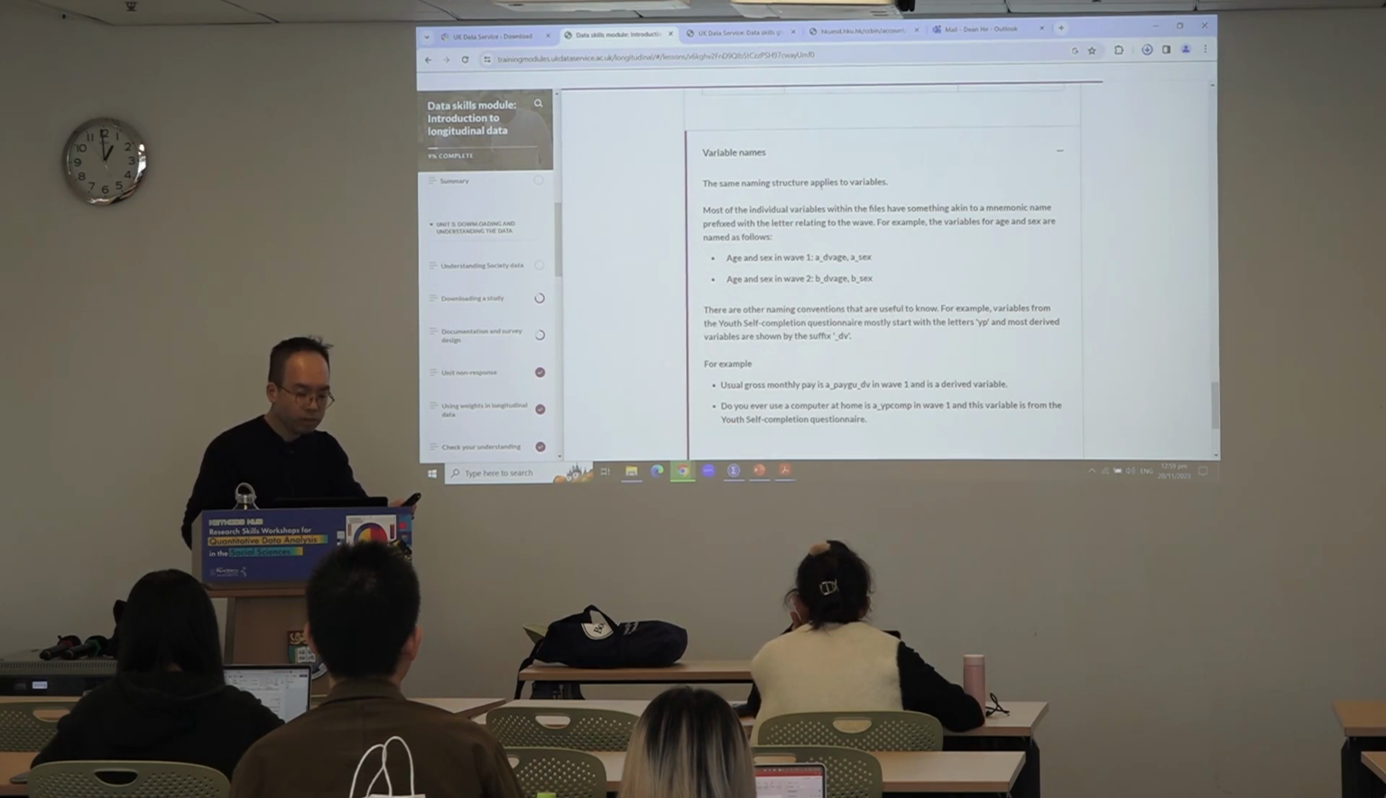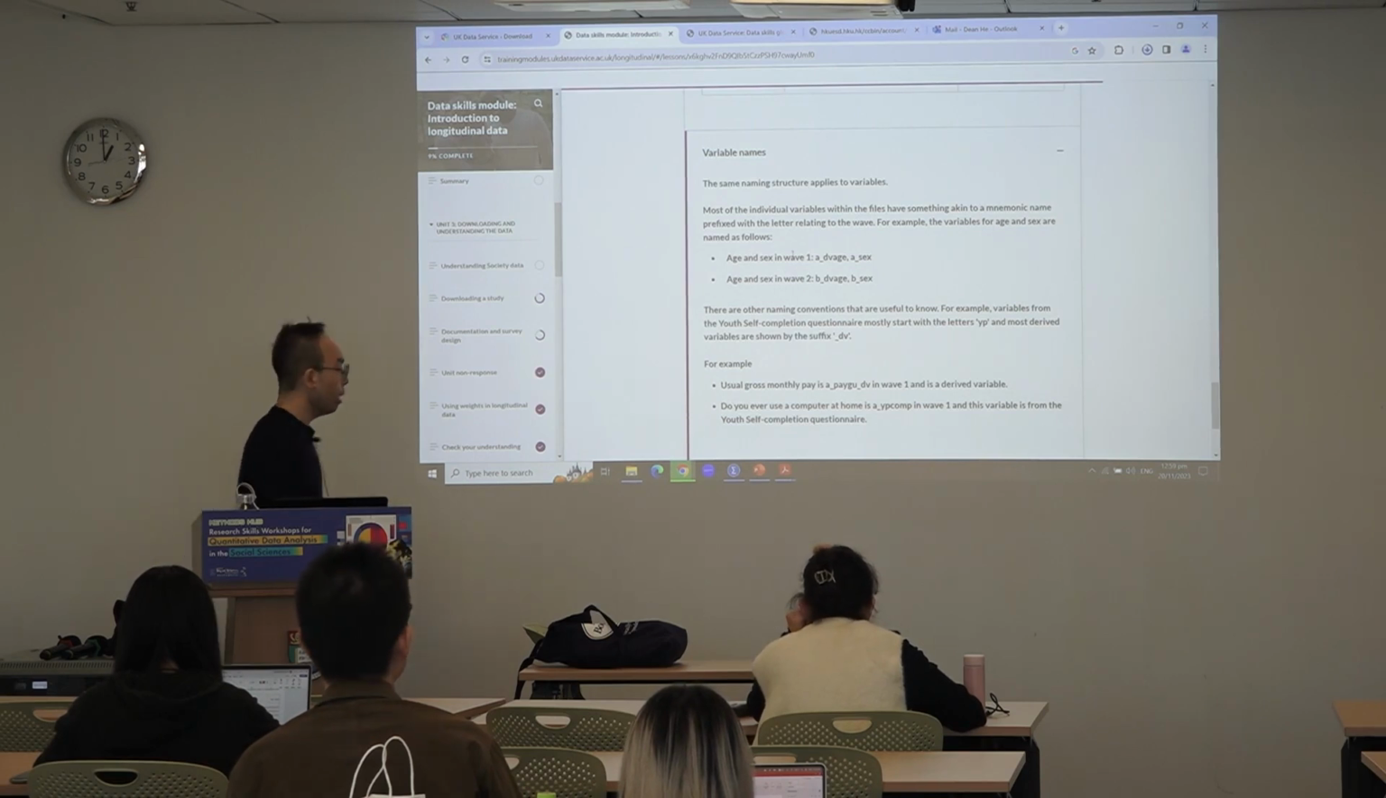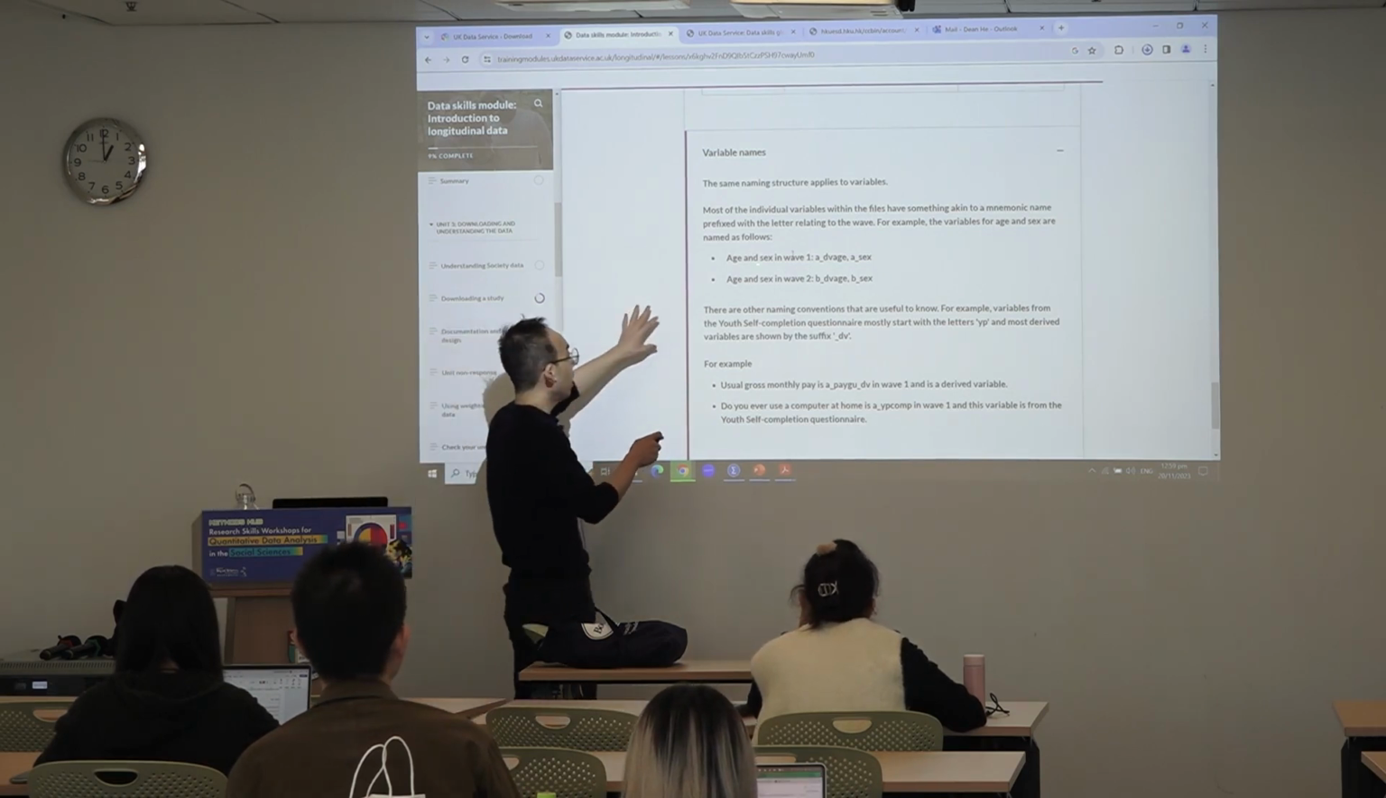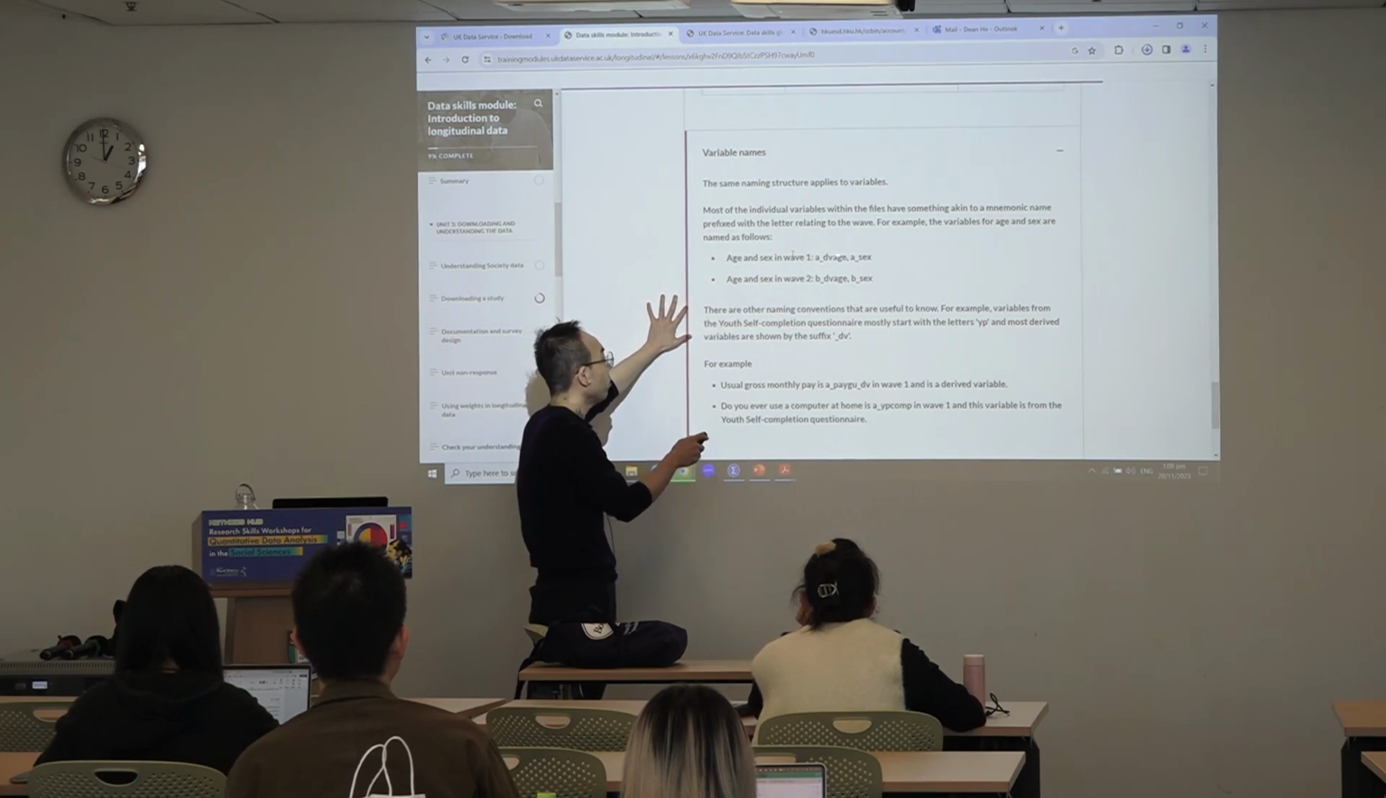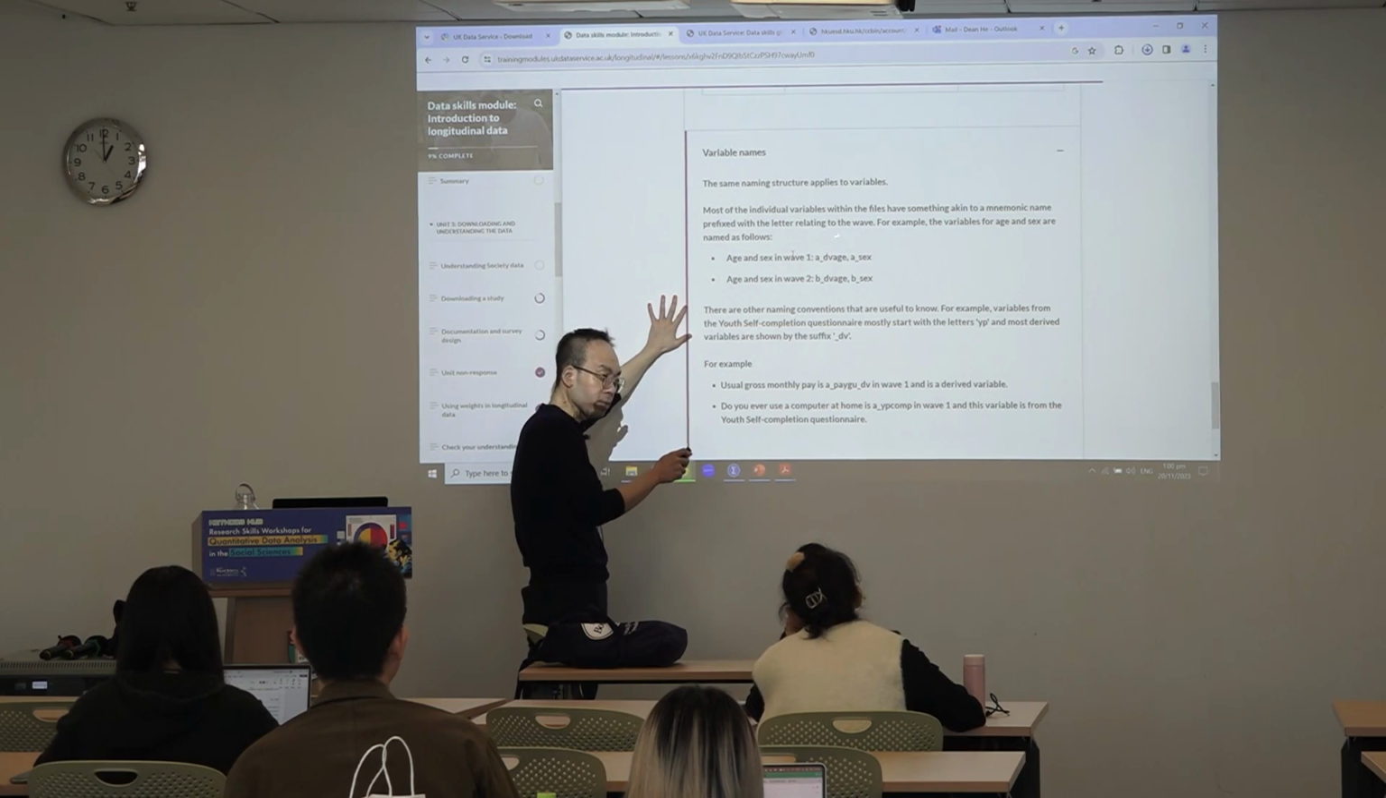The same naming structure applies to variables. Most of the individual variables within the file have something akin to a mnemonic name prefixed with the letter relating to the wave. For example, the variables for age and sex are named as below in different waves. If you're looking at age and sex in wave 1, that starts with the age underscore. This is, again, essential data management because it helps you streamline your data regression. All of you have done that.